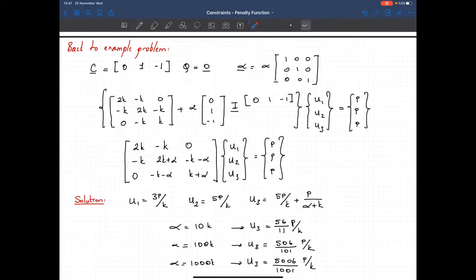So as I increase the value of alpha, I'm penalizing not having these two equal to each other. I'm penalizing more. The more I penalize, the closer the solution that I obtain. And that's another method of imposing a relationship between different degrees of freedom.